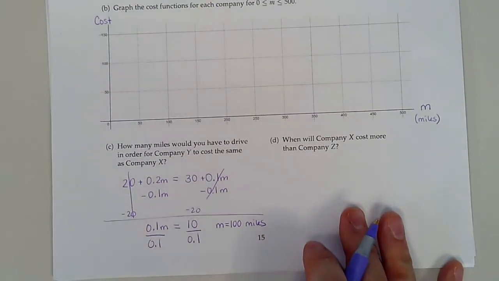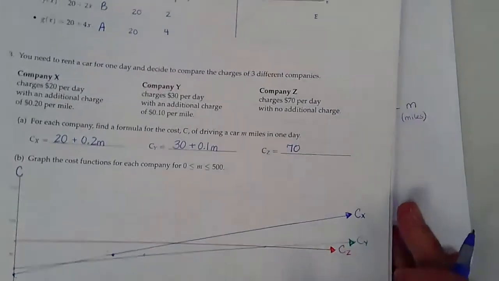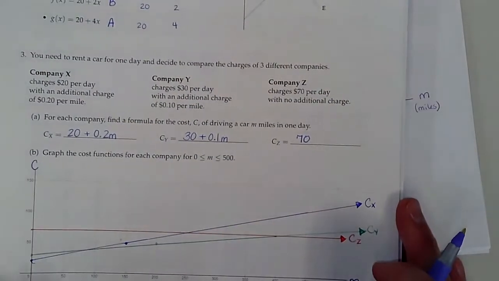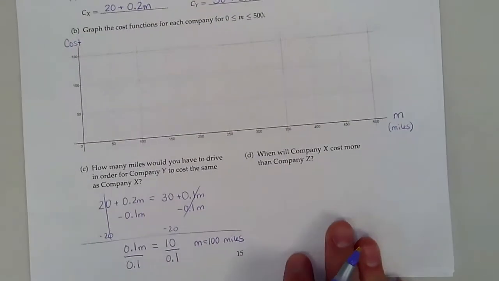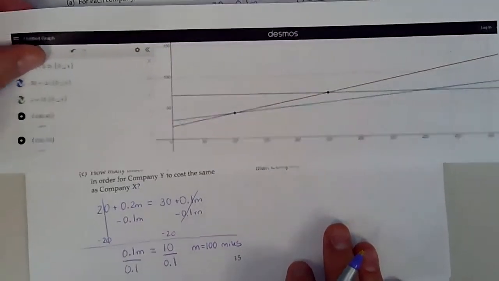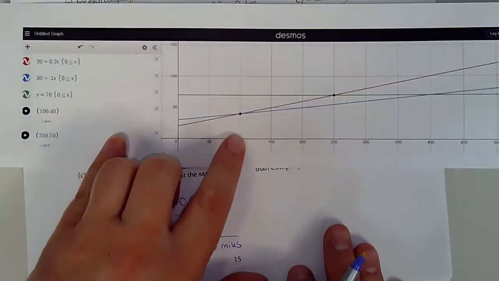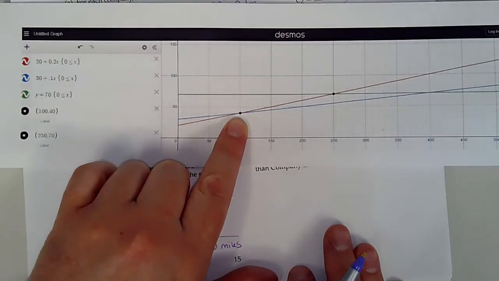Which is pretty close to what we had on this picture. Since it is hand-drawn, it's not exactly perfect. There's where 100 would be, but it's pretty close. And I did plot it on the computer, and I did get actually right on the line there. So that would be where that intersection is.